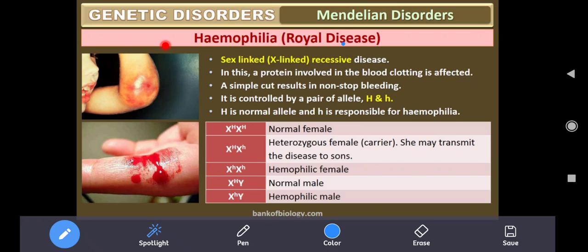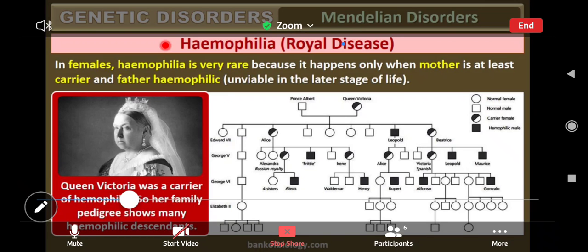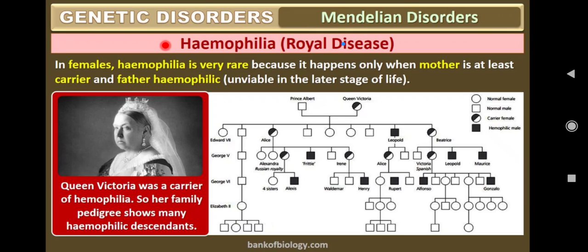In females, hemophilia is very rare because it happens only when the mother is at least a carrier and the father is hemophilic, and such females are unviable in the later stage of life. Queen Victoria was a carrier of hemophilia, so her family pedigree shows many hemophilic descendants. See the family of Queen Victoria.